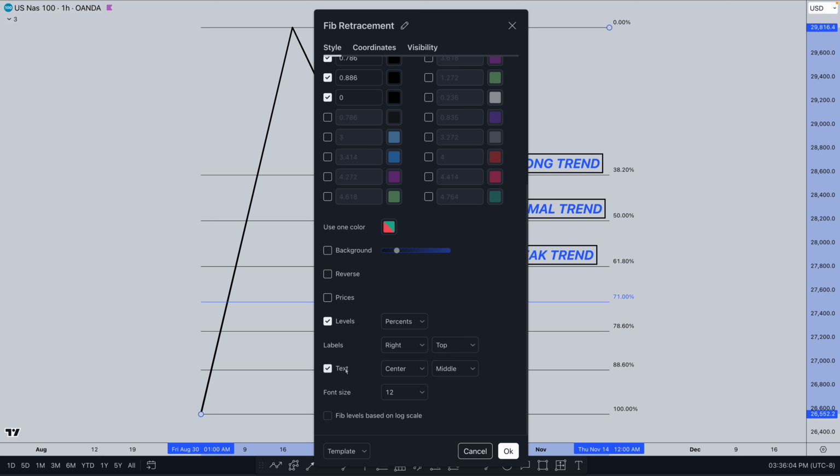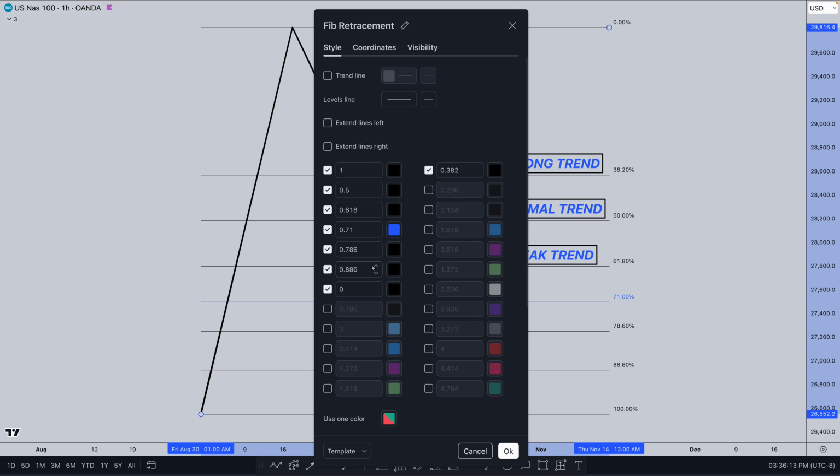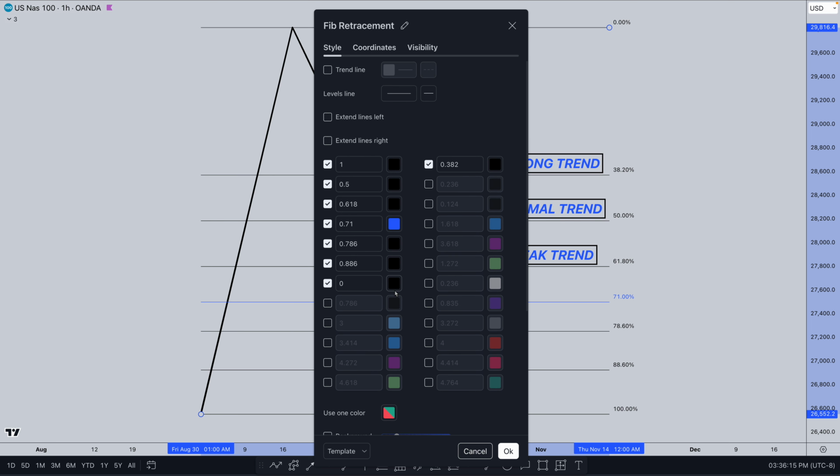I have the text on the center as well. Center, middle, top right. And then the font size is here. So you can play with it, do what you want to do. But this is pretty much what I have for Fibonacci.